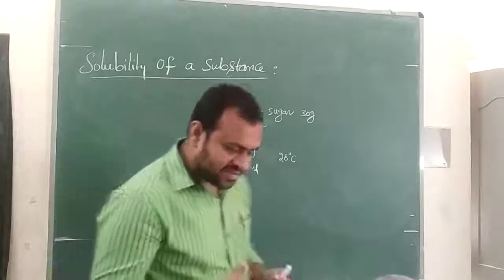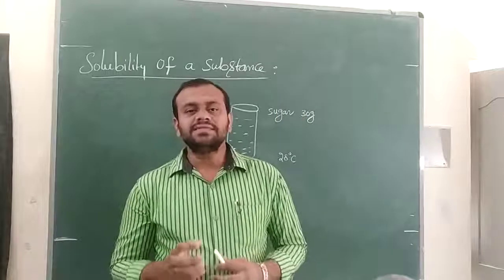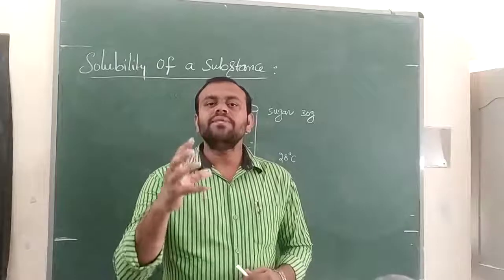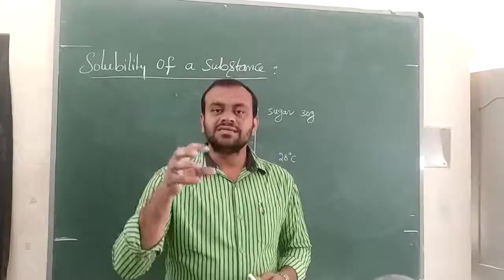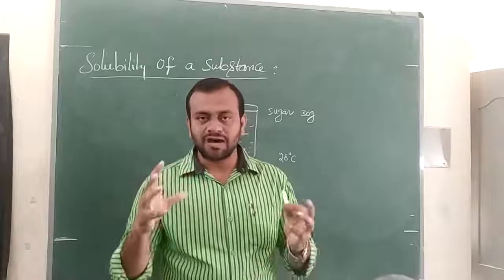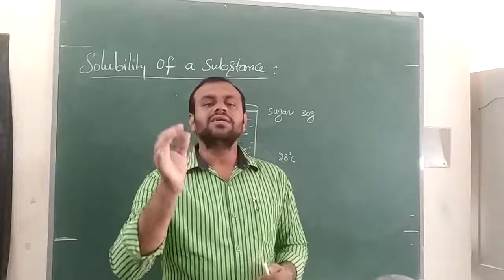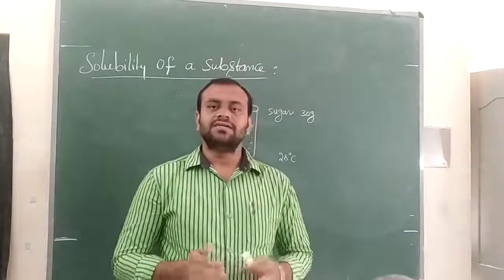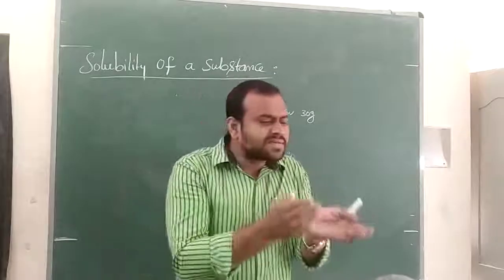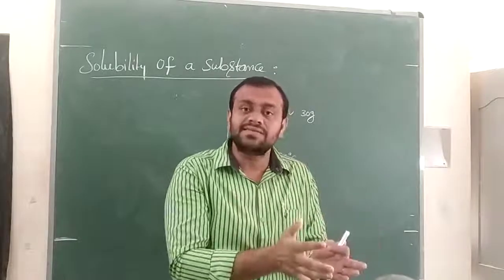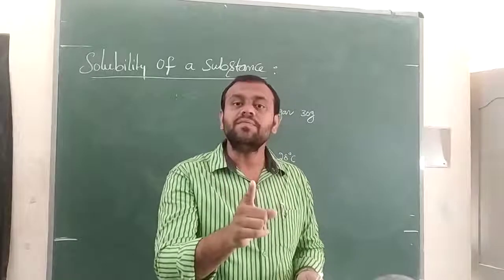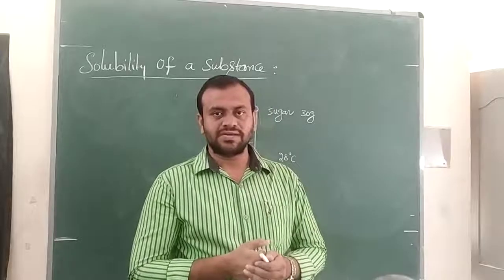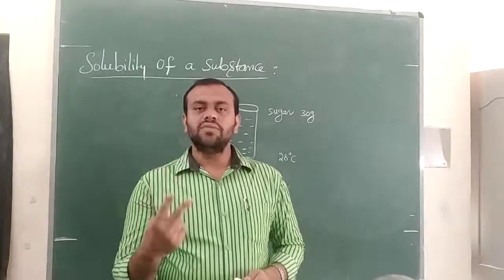Once again, I will define what is solubility of a substance. Solubility of a substance is defined as the maximum amount of substance dissolved in a given amount of solvent at a particular temperature or at a constant temperature. Hope you understand, right? So at a constant temperature, how much maximum substance is dissolving in a given amount of solvent, that is said to be its solubility. Hope you understand, right? Let's discuss two main solubilities.